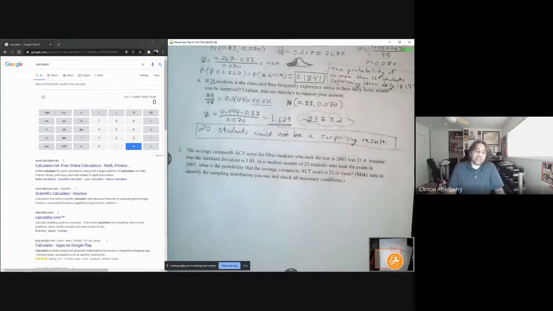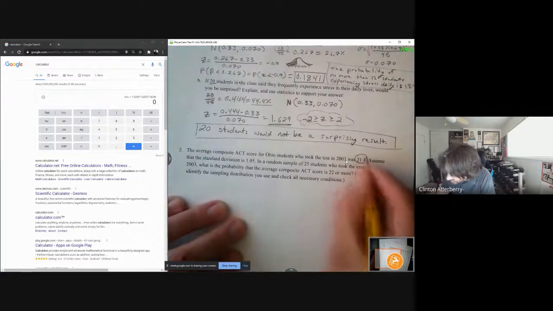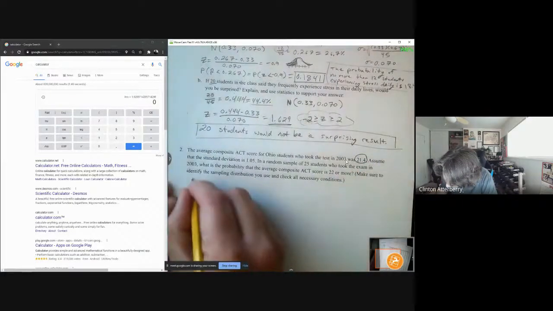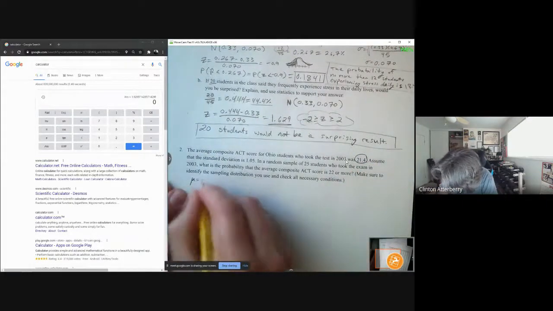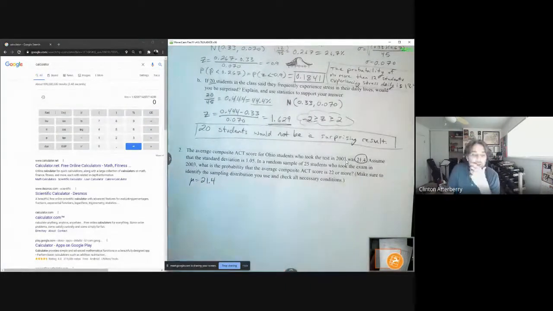They say the average composite ACT score for Ohio students who took the test in 2003 was 21.4. So that number, 21.4, is an important number. We're going to use that as our mean, as our mu. They're giving us some definite number here. Assume that the standard deviation is 1.05.